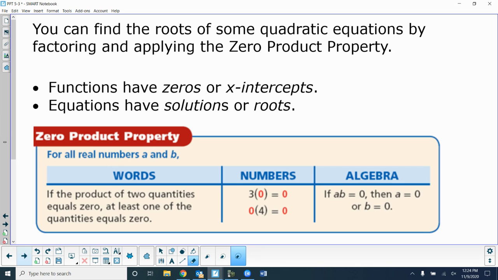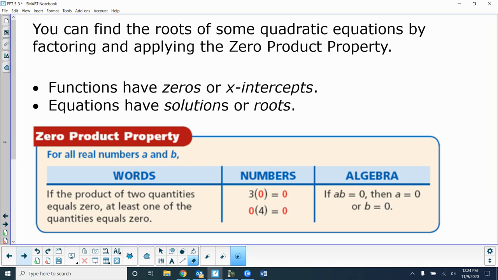All right, you can find the roots of some quadratic equations by factoring and applying the zero product property. Again, functions have zeros or x-intercepts, equations have solutions or roots. All four of those mean the same thing. X-intercepts are roots, x-intercepts are solutions, zeros are solutions, zeros are roots.